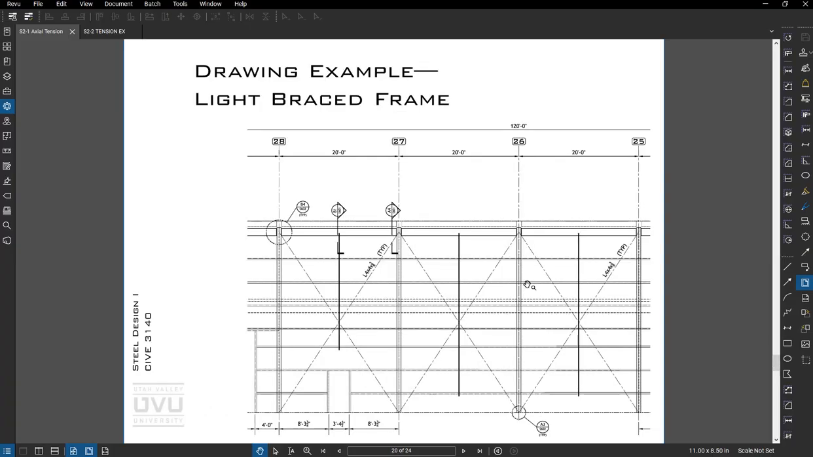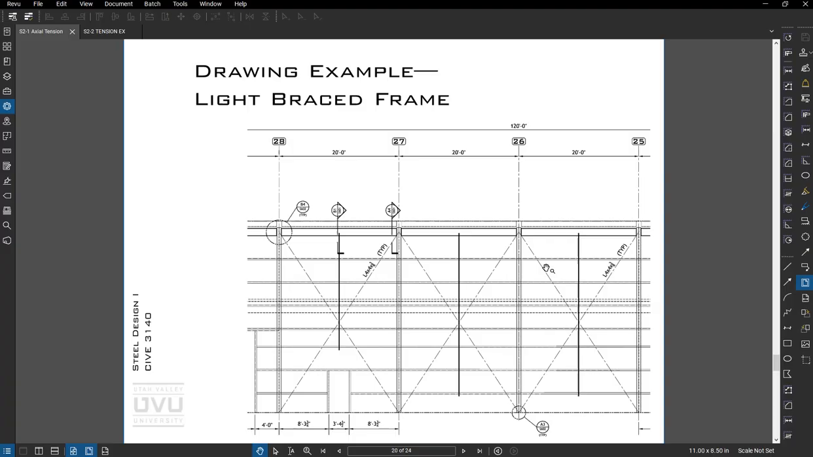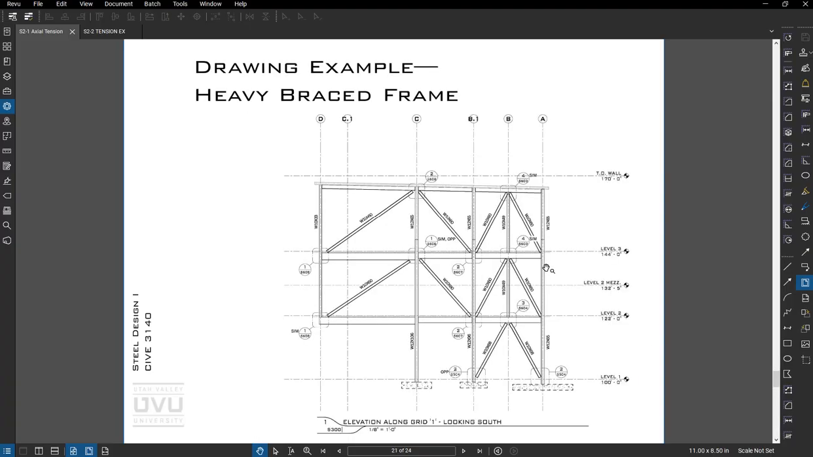Couple drawing examples. So here's an elevation view of a simple manufacturing type building. So these are tension only braces. They're called out as angle 4x4 by 3/8. Pretty simple. Here's a more heavy type connection. So this is a cantilevered portion of a building. This brace is in tension. It's a W10 by 60.